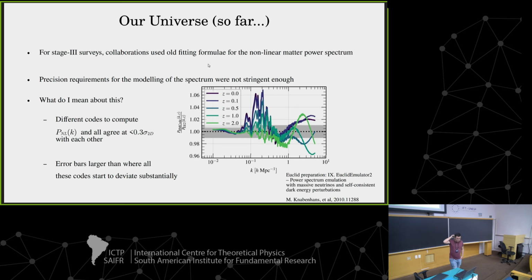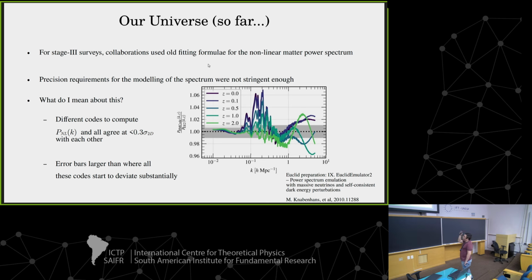So now I'm going to be talking a little bit more in detail. So far we have had only stage 3 surveys for photometric probes. We had the Dark Energy Survey, we have the HSC, and also KiDS, Viking, I don't know, a lot of them. But the collaborations so far have used the old fitting formula that I just mentioned, for instance the halofit prescription to model the nonlinear matter power spectrum.